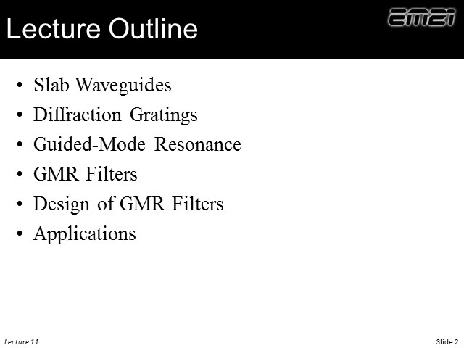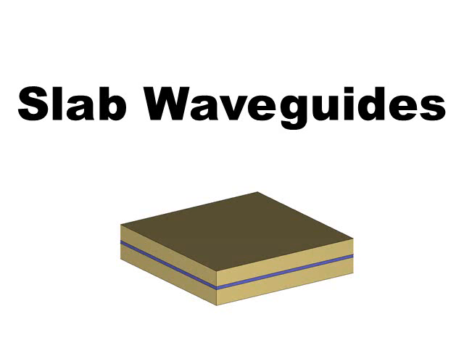We'll then go into designing GMR filters and all the different aspects of what affects their performance, what effect it has, how we can make them polarization independent, and things like that. And I'll end with a few samples of how these things are being applied. First topic is slab waveguides.